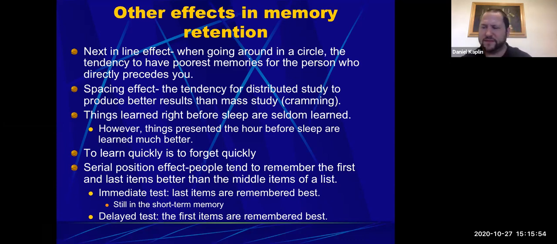Other things, we have something called the serial position effect. We tend to remember things at the beginning and the end of an event more than what happens in the middle. And the question is, well, why?